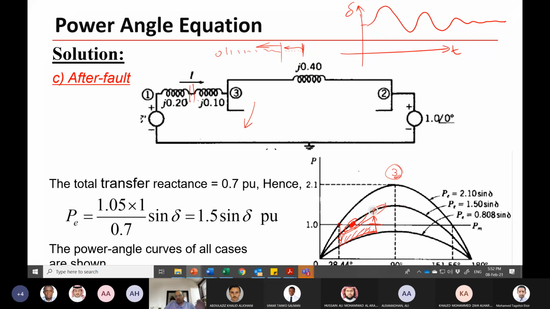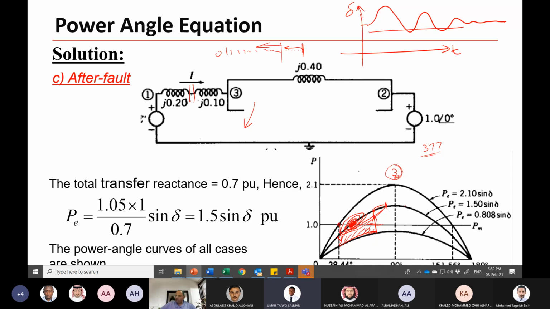Of course, the speed here will be higher than 377. But the angle will continue increasing. Since we have deceleration, the angle will go back. And then it will not stop here the first time, because we have inertia. It will continue up and down, and we have this overshoot and undershoot as we have here in the time domain. Okay. Thank you.